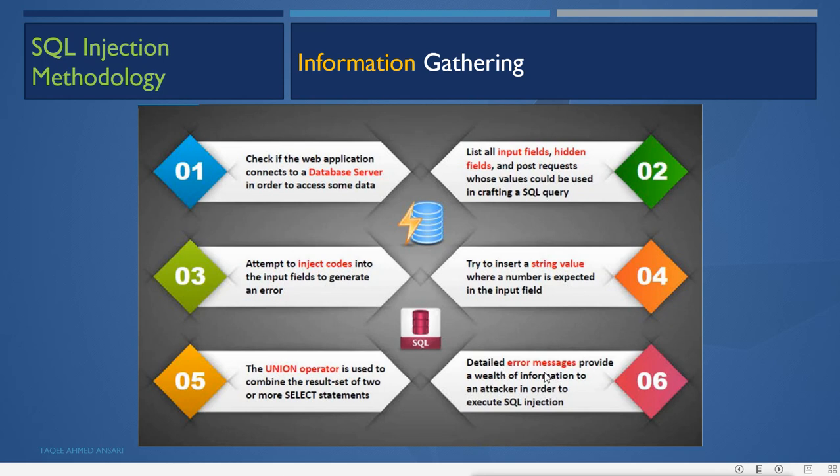Detailed error messages provide a wealth of information to an attacker in order to execute SQL injection. So all this, injecting code and injecting strings where numbers are required, we do to see the errors, so that we can get detailed information for running the SQL injections.